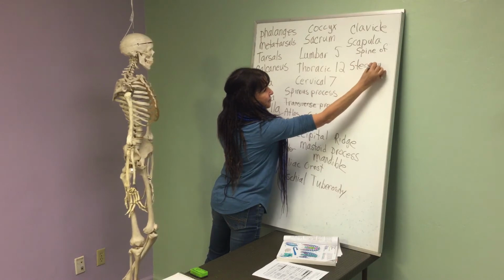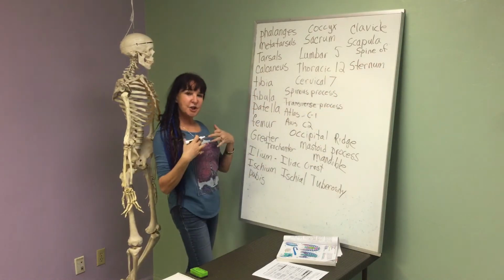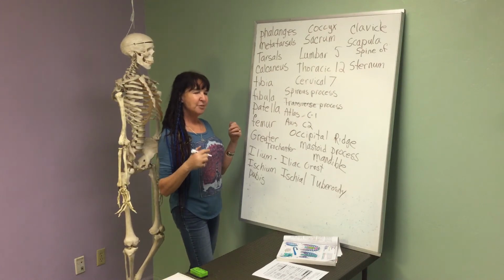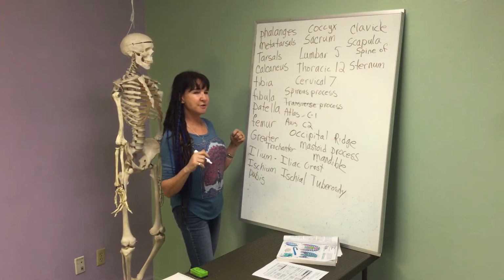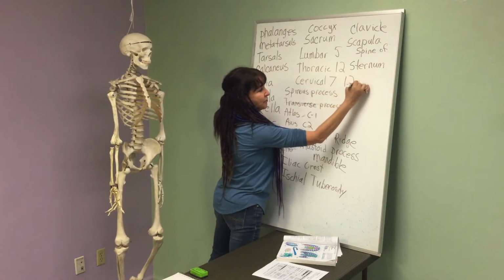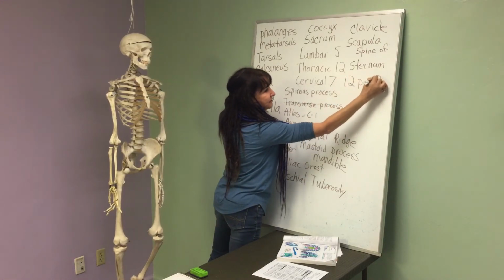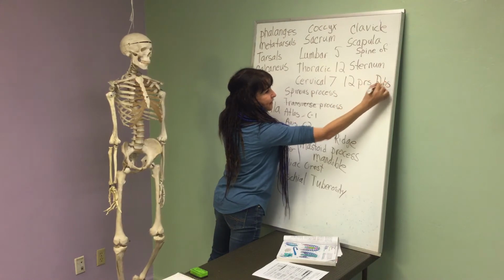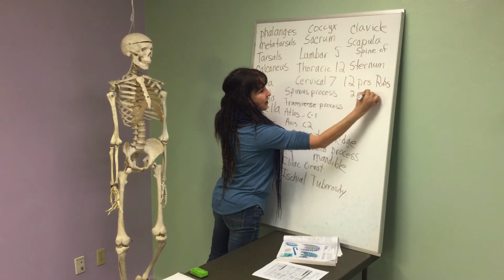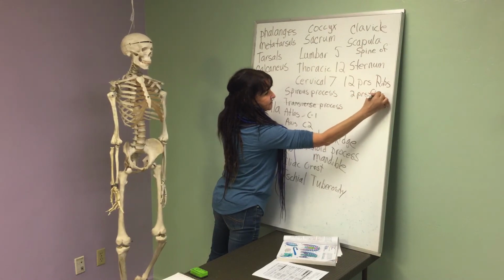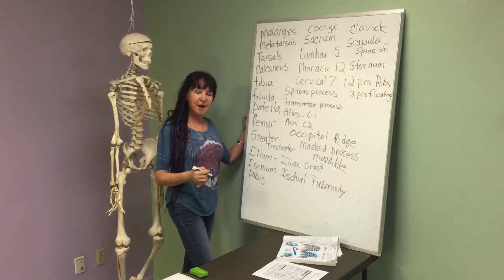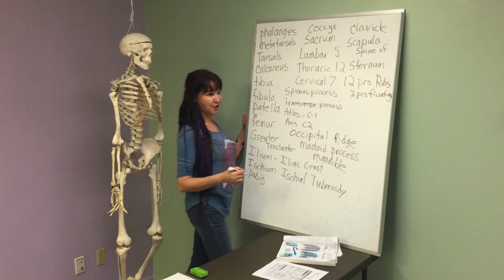sternum. And your sternum attaches to 10 pairs of ribs, but you also have 2 other pairs of ribs that are floating. So you have a total of 12 pairs of ribs, 2 pairs are floating. Or another way to say that is 10 pairs of ribs are attached to the sternum.